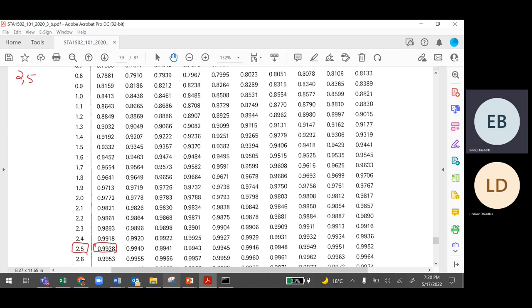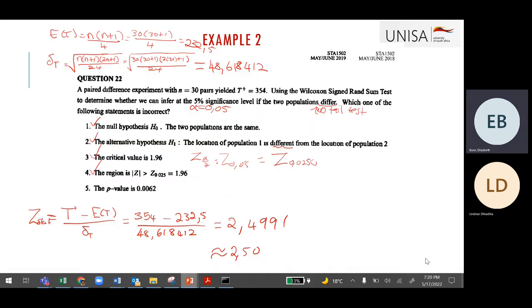0.9938. Now we need to be very careful here. So we need to say 1 minus 0.9938. Let's go back to our question. In order for us to find the p-value, since the value here is positive and we're doing a two-tailed test, we find the p-value by saying 1 minus the value we find on the table, and we need to multiply that value by 2 because there are two sides. Our value on the table was 0.9938, and because it's positive, we need to subtract it from 1.